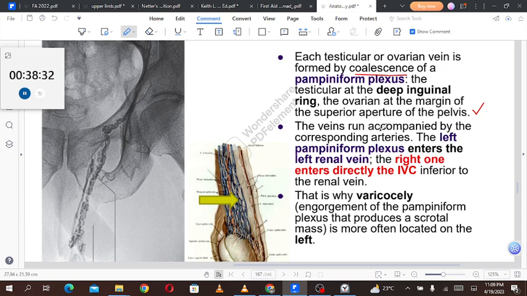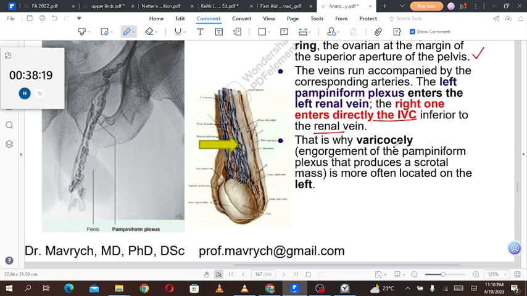The veins run accompanied by the corresponding arteries. The left pampiniform plexus enters the left renal vein. The right one enters directly into the inferior vena cava, inferior to the right renal vein. That is why the varicosity and engorgement of the pampiniform plexus that produces the scrotal mass is more often located on the left side.